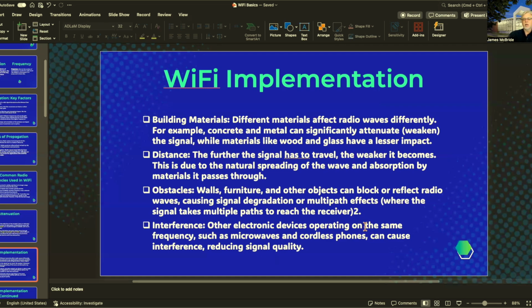Other electronic devices operate the same frequencies, such as microwaves, cordless phones, can cause interference, reducing signal quality. And usually in class, somebody will go, oh, that's why, when I'm sitting there waiting for my hot pocket to get done, my cell phone is not picking up the Wi-Fi that great. It just kind of starts timing out. I'm like, yeah, get another microwave because it should be blocking more of those radio waves than what's coming out of that thing. It shouldn't be causing that kind of problem. This interference as well can be from a neighbor on the same channels.